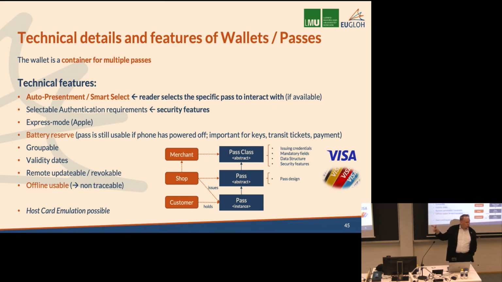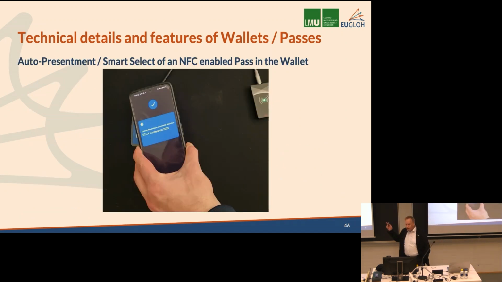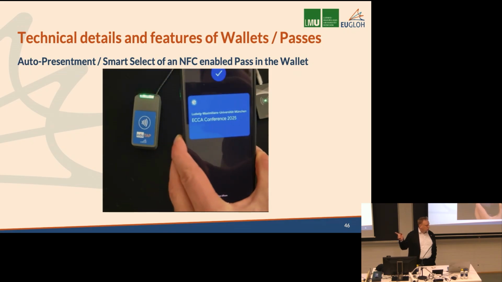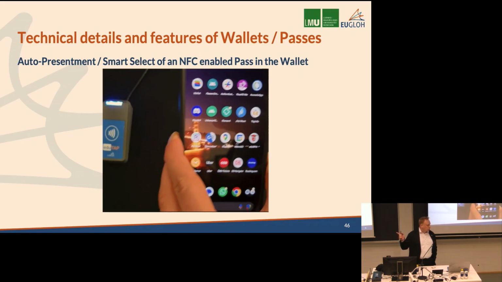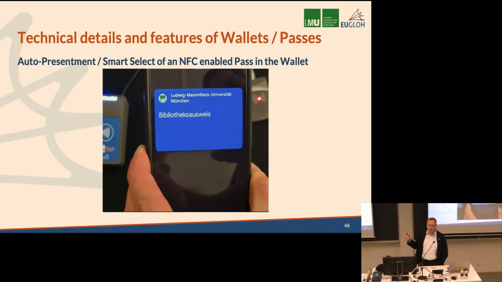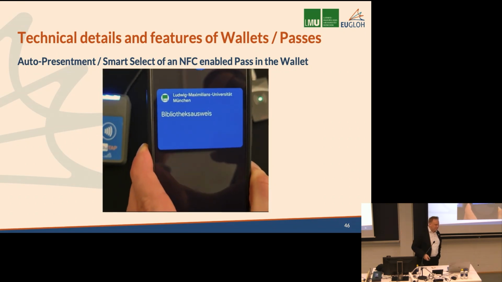Battery reserve mode: you can even access the passes when your phone has powered down because you're out of battery. And it's all usable offline. It's all what we want. It's even better than our campus cards today. And that's what auto-presentment looks like. Just tap. Tap on another reader, you get another pass. Well, I was so stupid putting in a blue card twice. Design is always the bad thing.